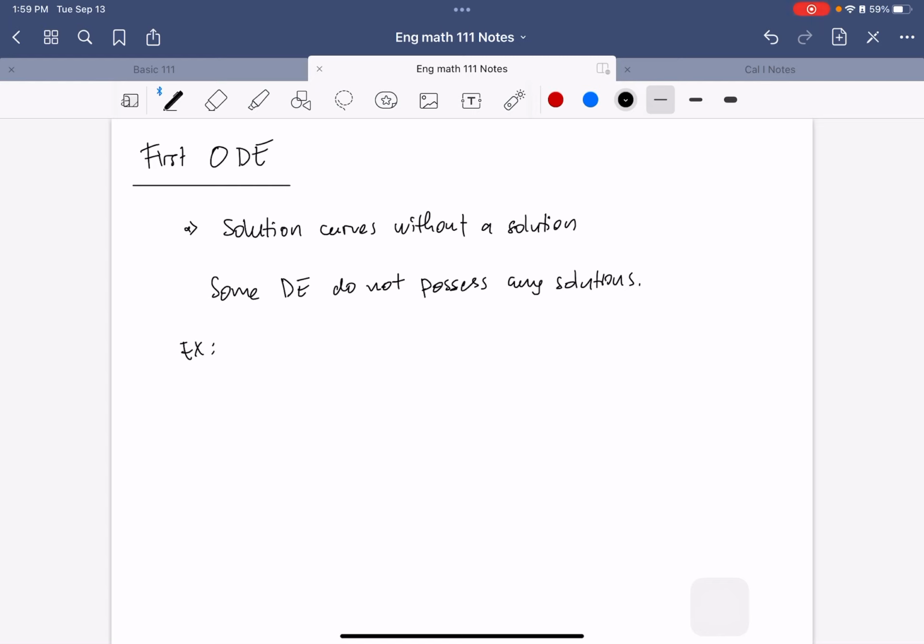For example, if we write dy over dx, or maybe just y prime, I think it's easy to write: y prime squared plus 1 is equal to 0. We can write that no real function satisfies this DE.